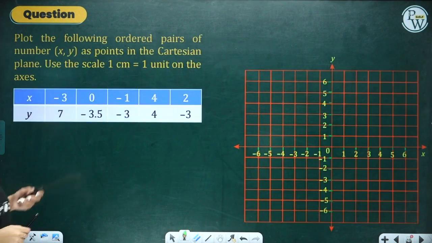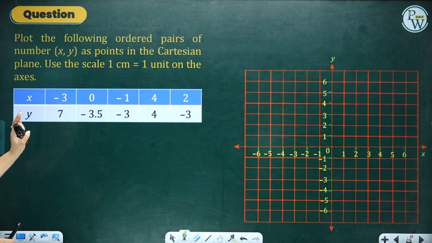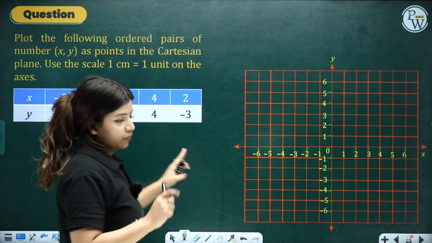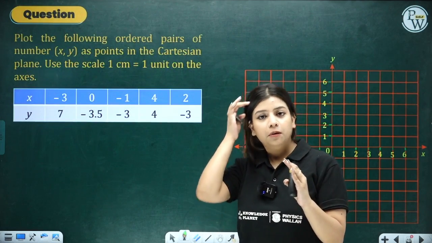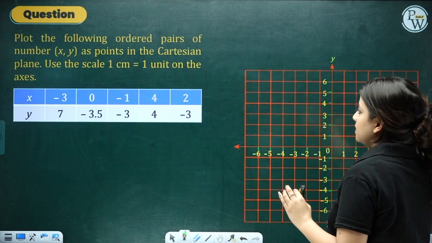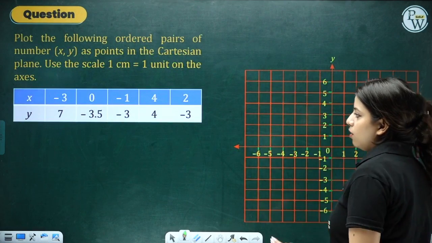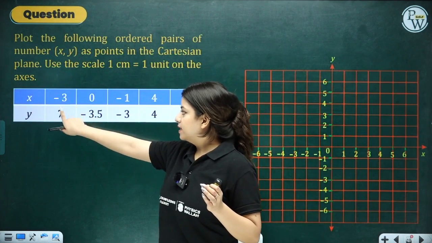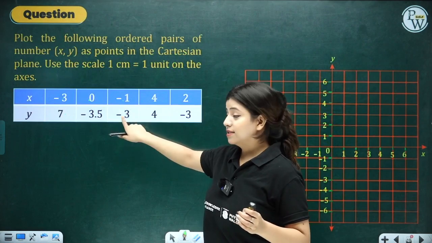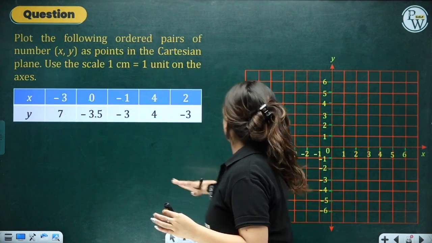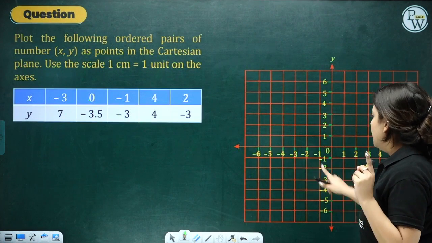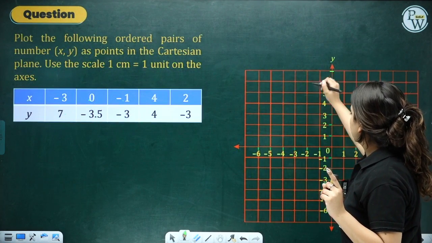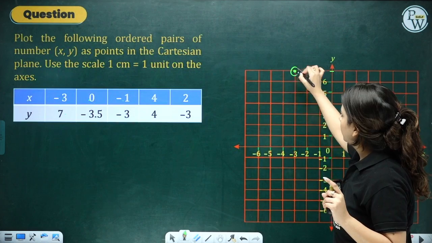Okay. Let's see this question. Plot the following points, ordered pairs. Now see, x and y are also known as your coordinates and your ordered pair, right? Scale 1 centimeter. All right. Now this is x, this is y, and we have to plot these. (-3, 7). So x is -3, y is 7. Somewhere will lie over here, right?